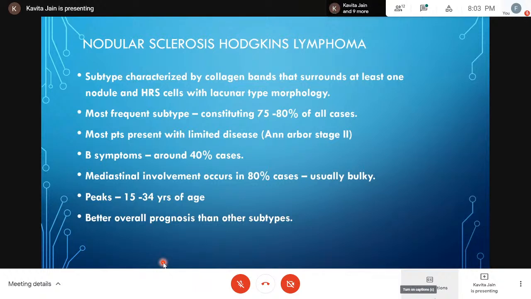Most patients present with limited disease, and as I told you earlier, mostly they have an Ann Arbor stage 1 or 2. B symptoms are present in just around 40% of cases. Again, as I mentioned, mediastinal involvement occurs in 80% of cases, and usually it is a bulky disease. It peaks at 15 to 34 years of age, and it has a better overall prognosis than other subtypes.